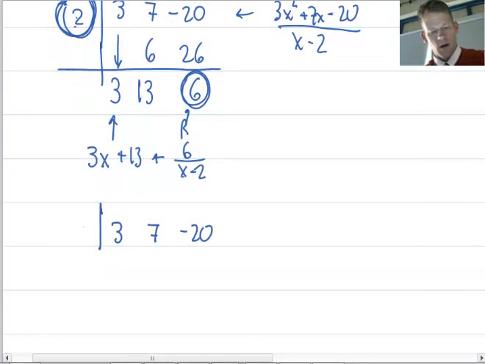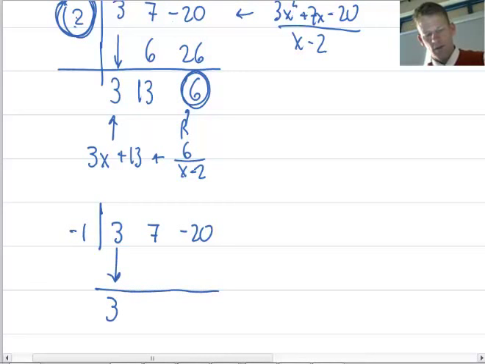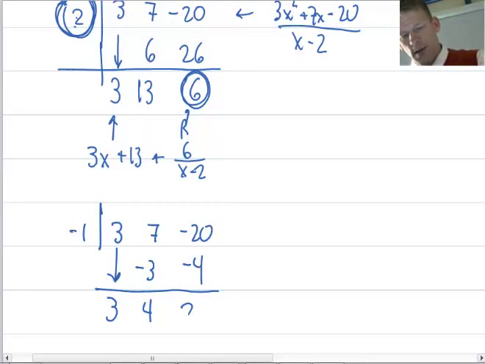And over here I had negative 1. Bring down my 3. It's very easy to do. Multiply by negative 1, I have negative 3, so now it's going to make 4 when I add it. I multiply by -1, and I get -4. And now I see that my remainder in this case is -24. So that wasn't a root either.